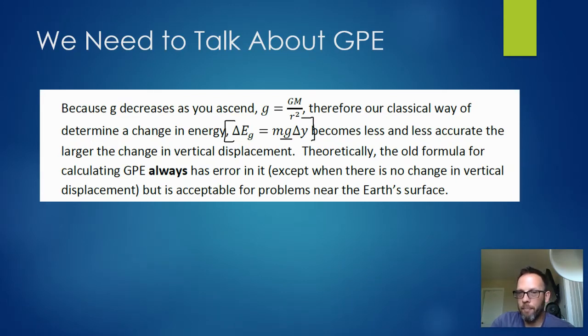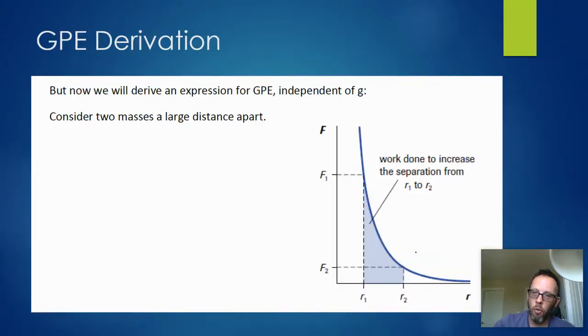Now, in theory, this old formula always had a bit of error in it if you were changing your distance above the Earth's surface, because g would change. But because the difference in g was so slight, we didn't see any difference. But in the kind of problems we're going to be doing in this lesson and next lesson, specifically looking at satellites and trying to launch things so they escape the Earth's gravity, our change in distance is going to be very big. And so this old formula is not going to cut it. So we need a better formula. We need something that works. So we're going to do that right now.